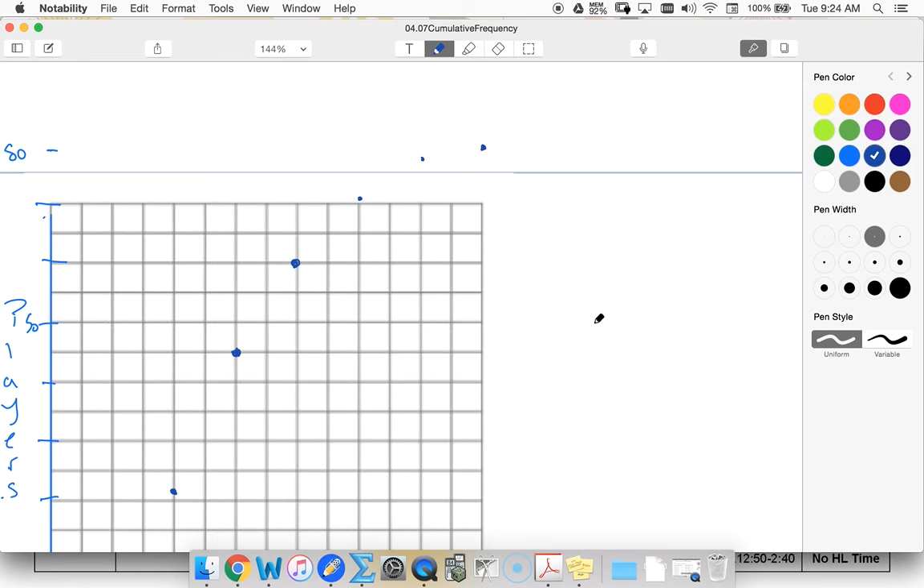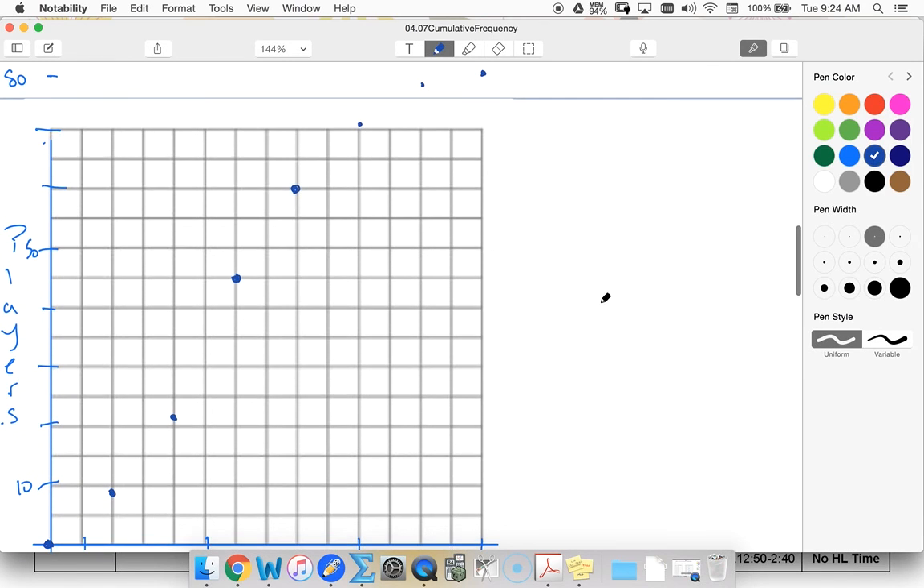And then we want to connect those with a smooth curve. This is going to be difficult for me to do with my tablet. Hopefully you're going to do better with your pencil. So, a smooth curve all the way through my points. And there is my cumulative frequency curve. In the next video, I'm going to talk about percentiles.